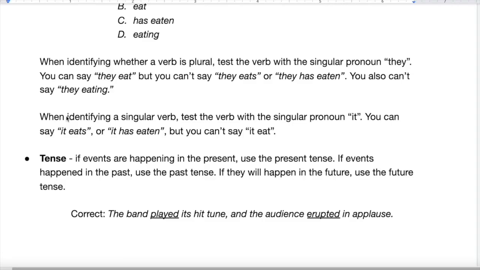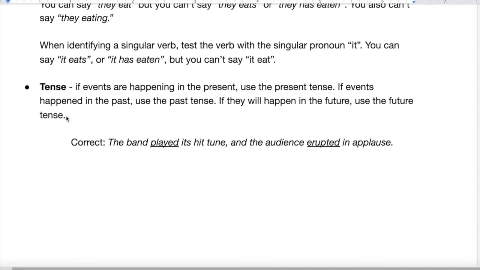Okay. When identifying whether a verb is plural, test the verb with the plural pronoun they. You can say they eat, but you can't say they eats or they has eaten. You also can't say they eating. Okay. And then the next part.